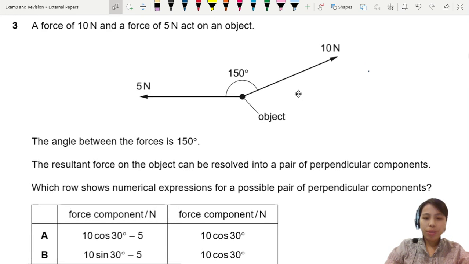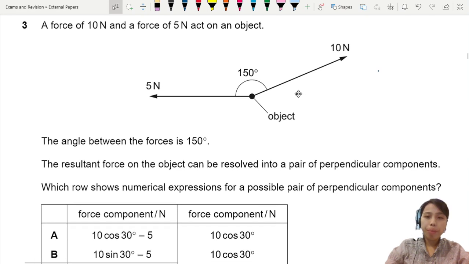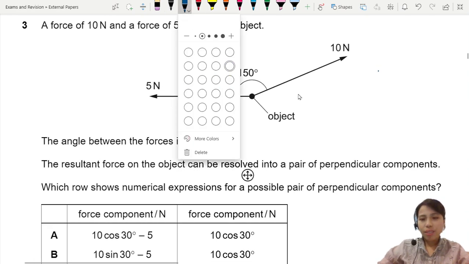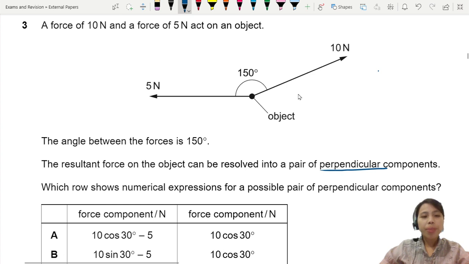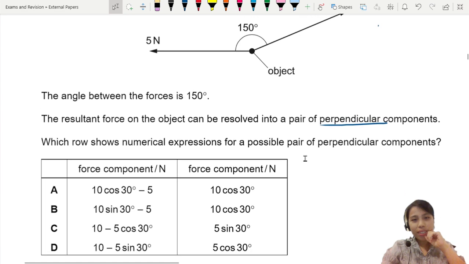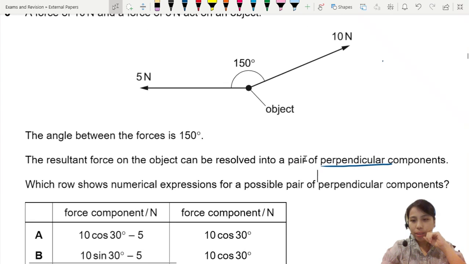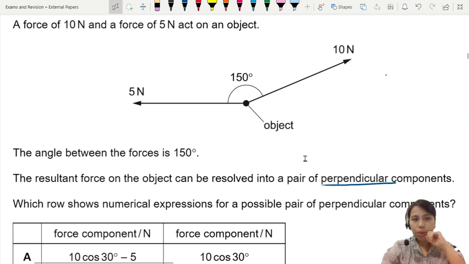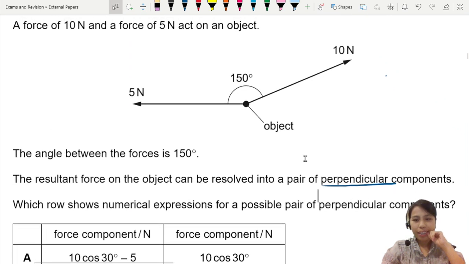The resultant force can be resolved into a pair of perpendicular components. That's the whole idea of why we resolve. So which row shows a possible pair of perpendicular components? Before we look at this, let's look at the diagram in detail a little bit. How do you resolve, and what do you resolve exactly?